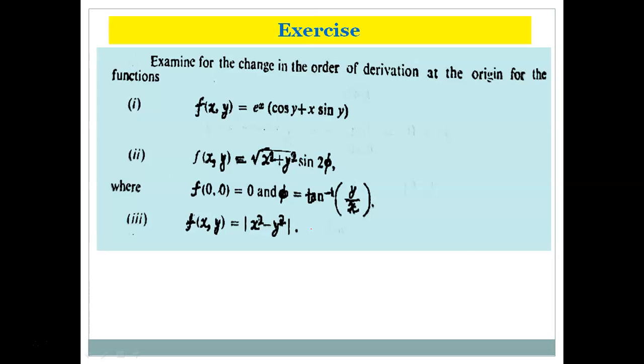Now this is the exercise for your practice. Examine the change in order of derivation at the origin for each of the functions. This means that in all these three problems, what you are going to check is fxy at (0, 0) and fyx at (0, 0), whether these two are equal or not, for all these three problems you can see.